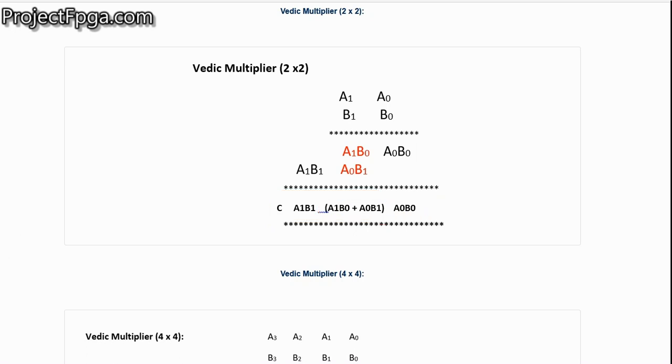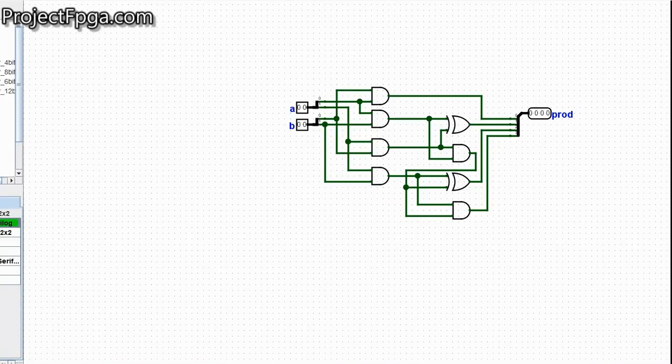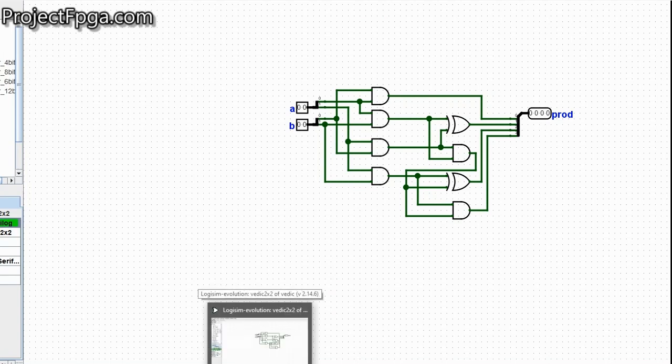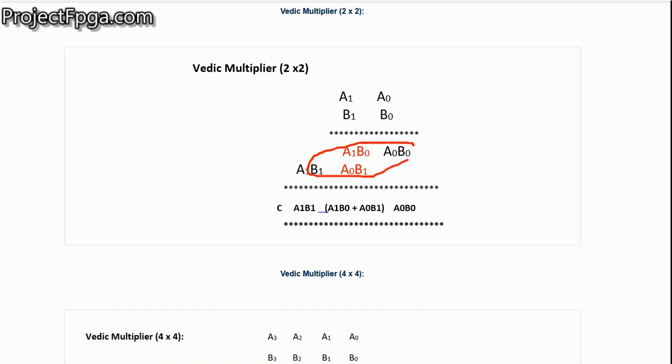So this Vedic design here, this is the Vedic Logisim, and this is also the representation in Verilog. It skips this part, so it went straight and used it. First of all, it did an AND with all of them: A0 B0, A1 B1, A1 B0, A0 B1. So after adding all these values, it now uses a full adder to add these two.